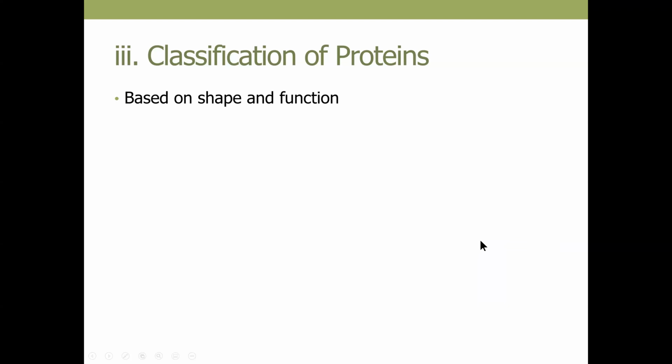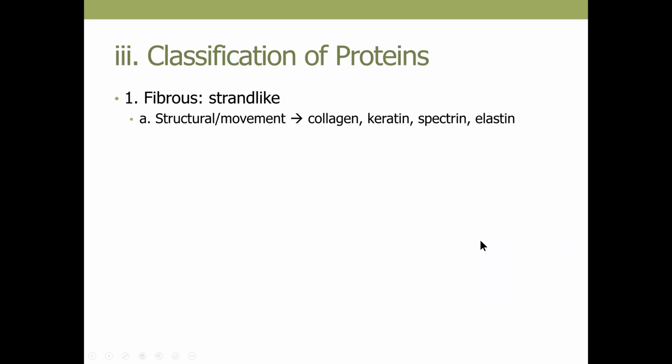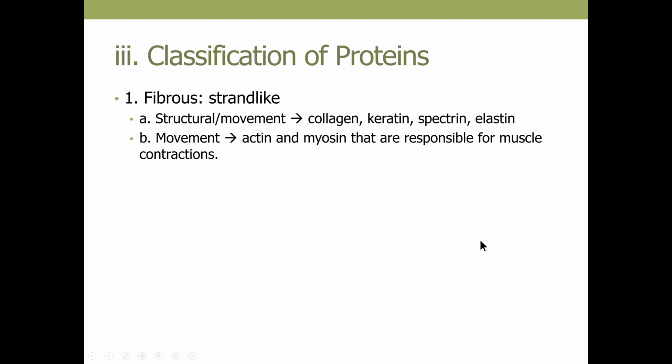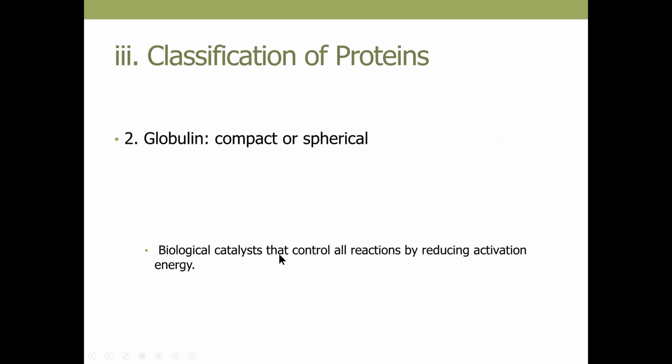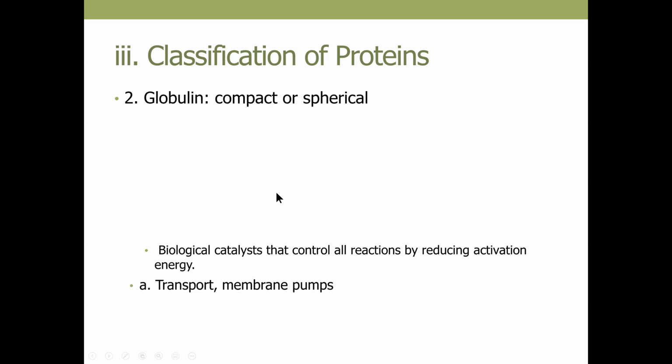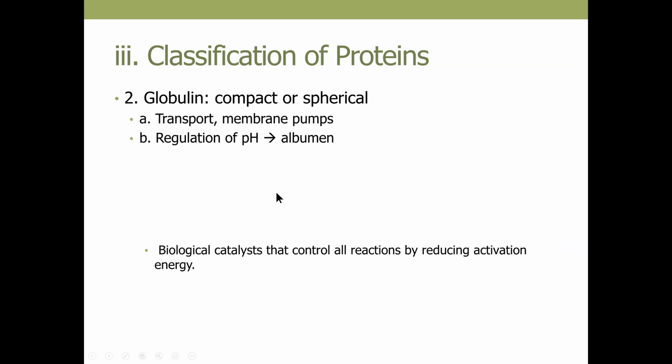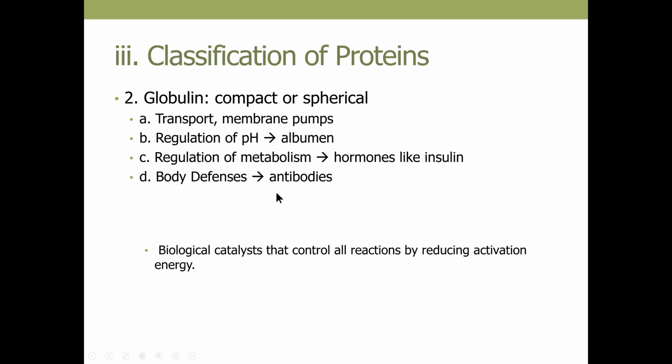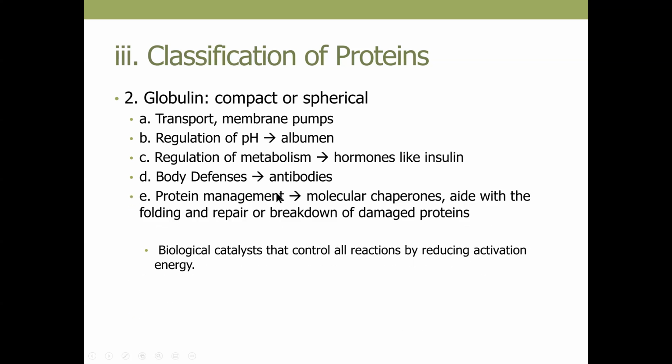Classification of proteins, shape and function. There are fibers, which are strand-like proteins, for structure: collagen, keratin, spectrin, elastin. There are fibrous proteins responsible for movement: actin and myosin. When we get to chapters 9 and 10, we'll talk about those, muscle contraction. We have globulins, okay? Transport and membrane pumps, regulating pH, regulation of metabolism, body defenses, antibodies, and protein management. Molecular chaperones aid with folding, repair, or breakdown of damaged protein. So these are some of the functions of globulins, okay?